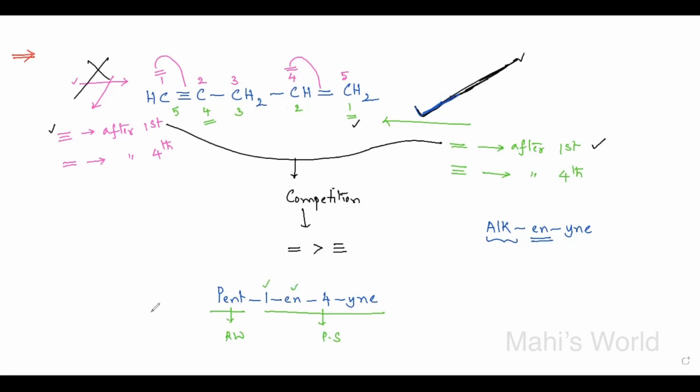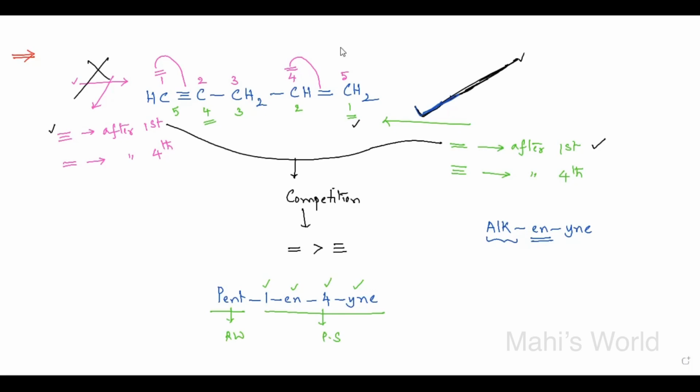The double bond is after the first carbon. Consider this numbering. The triple bond is after the fourth carbon. So this is very, very interesting. This is when you have competition between double and triple bonds, means when they occupy the same position in relation to the two ends of the carbon chain.